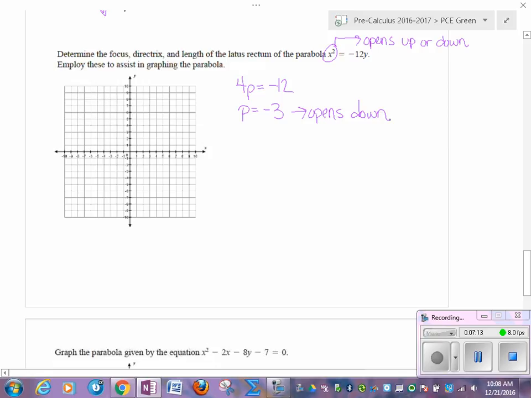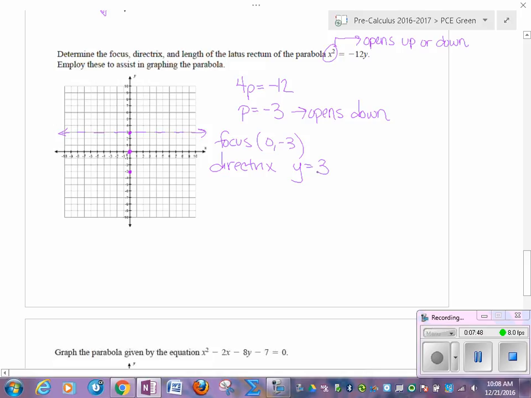Again, because we don't have an x minus h or a y minus k in our formula, our vertex is going to be at (0, 0). Our p-value is 3, so we have 1, 2, 3. So it's opening down. So the point that I just plotted here is my focus point. So the focus point is at (0, -3). And then our directrix, this time, because it's opening down, is going to be a horizontal line. So your directrix at this point is y equals 3.